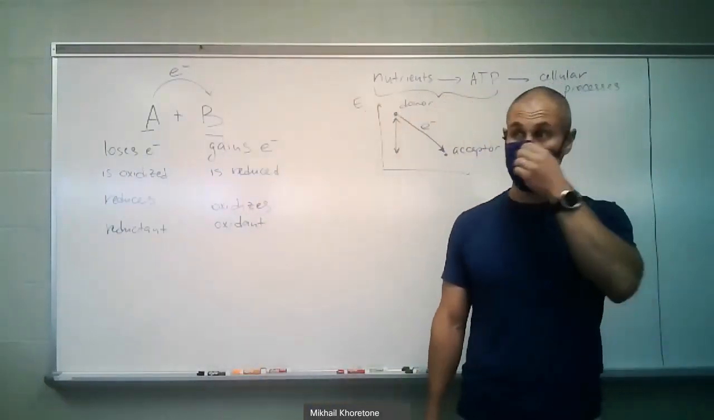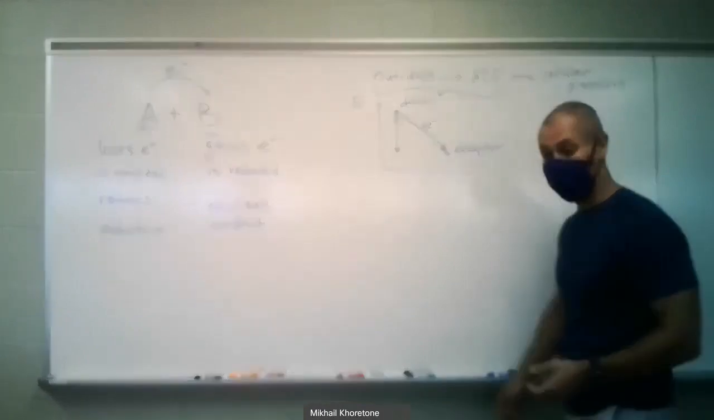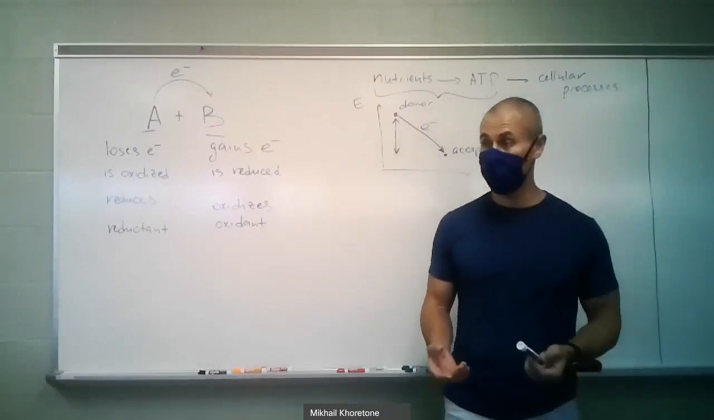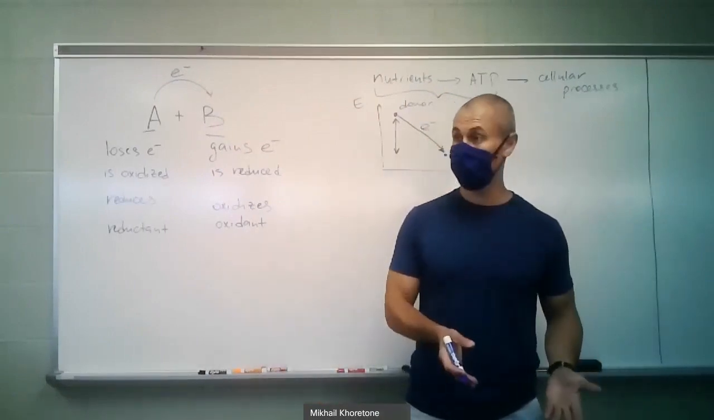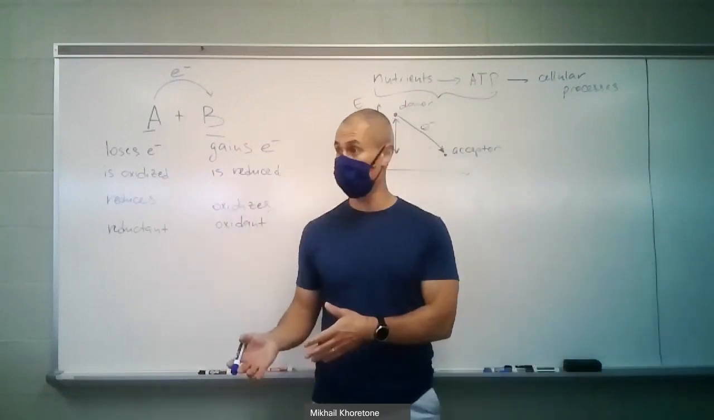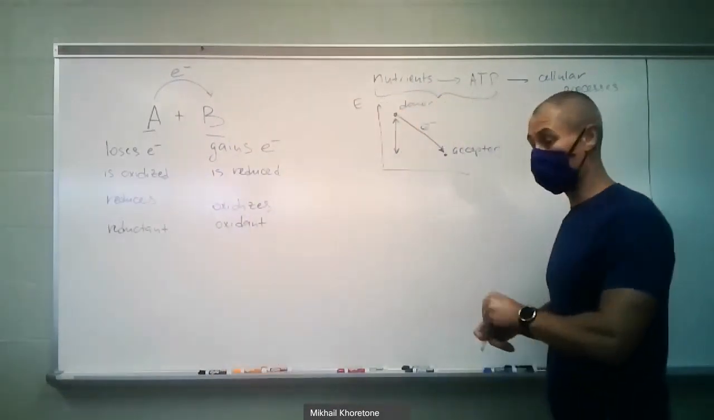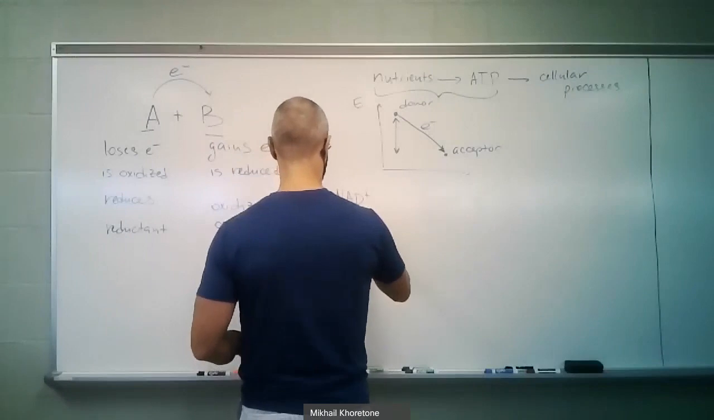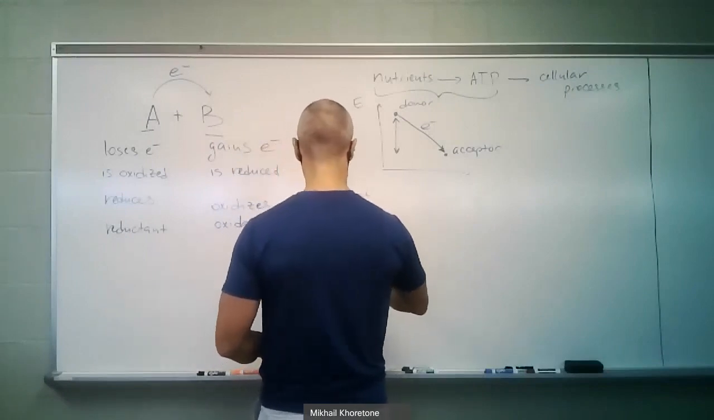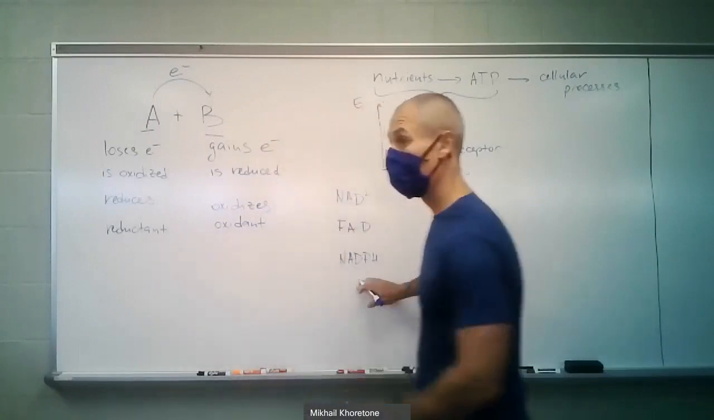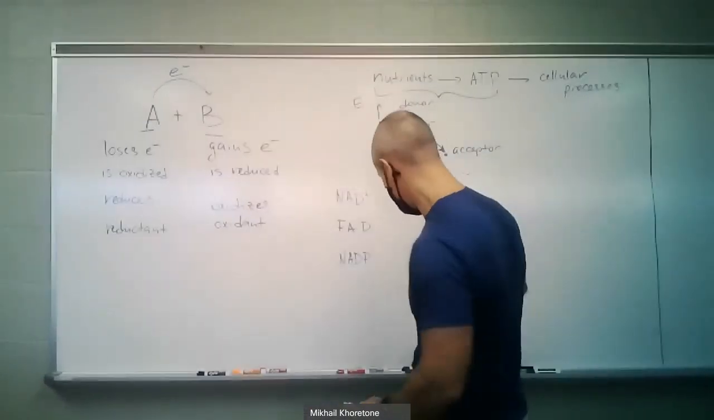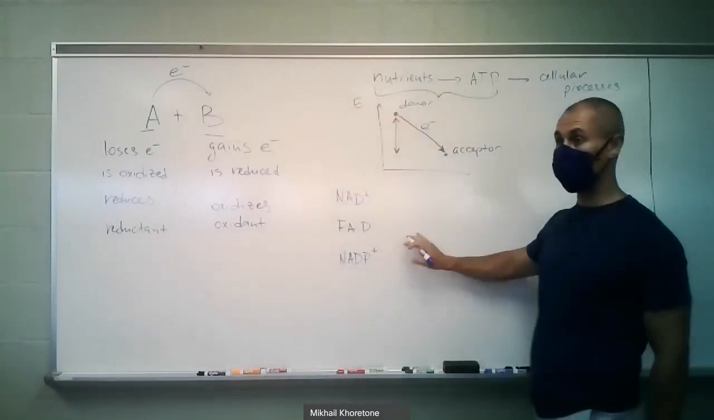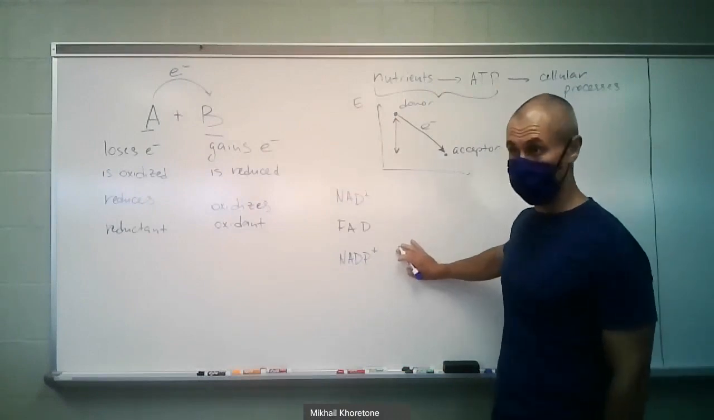We use electron carriers, as I sometimes call them, the electron Ubers. Because basically what electron carriers do, they accept electrons and then they unload them somewhere else. Three electron carriers that you must know are NAD+, FAD, and NADP+. This last one, we will encounter when we talk about photosynthesis, okay?